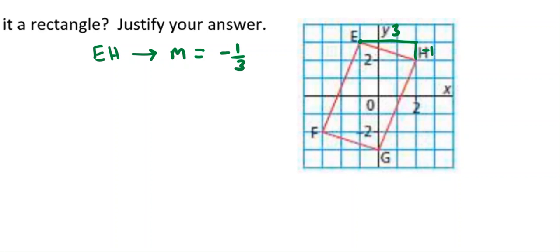Okay, so let's look at FG. FG goes down 1 and over 3, so -1 and 3. So FG has a slope of -1/3. Okay, so that one's looking pretty good. Those lines definitely are parallel, right? EH and FG are definitely parallel to each other. Let's figure out the other ones now.